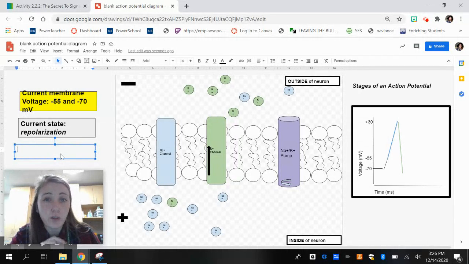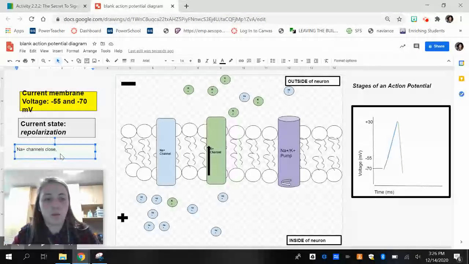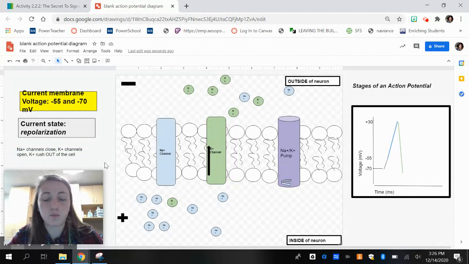So specifically during repolarization, what happens is the sodium channels close because sodium channels and potassium channels are mutually exclusive. They can't be open at the same time. That's the function of another protein that we'll talk about later. So the sodium channels are going to close, the potassium channels are going to open, and then potassium is going to rush out of the cell because remember the cell was uncomfortable. And so go ahead and pause the video, make sure that you have this written down, and then come back.